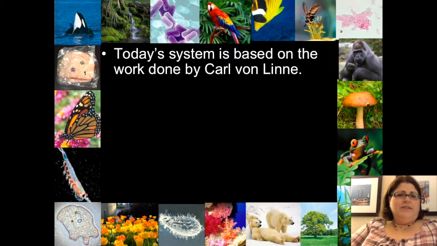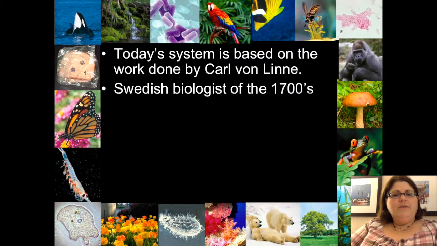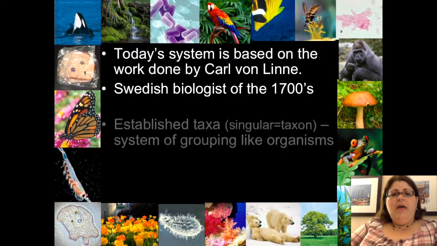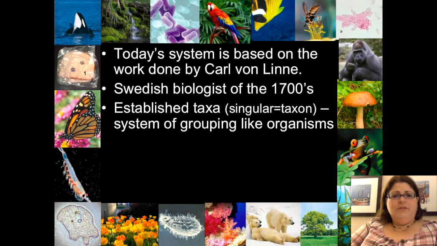Today's classification systems are based on the work of a person named Carl von Linné. He was a Swedish biologist that was living in the 1700s, so way before Darwin's time. And he was the first person to establish the taxa. Taxa just refers to the system of grouping and the levels of grouping.